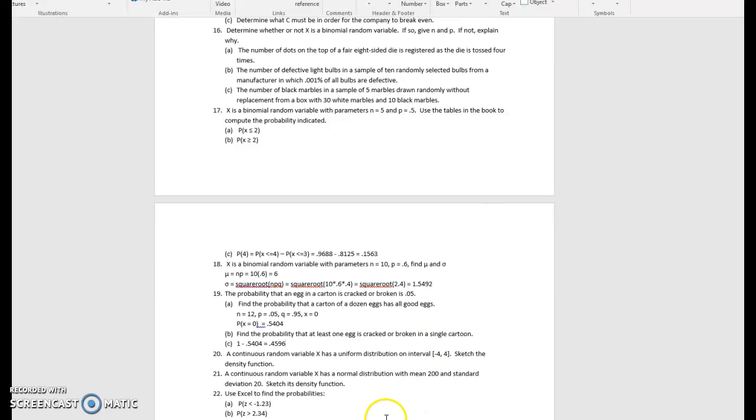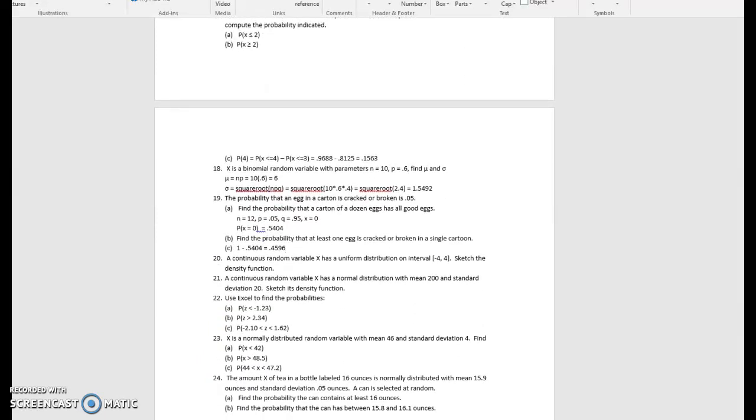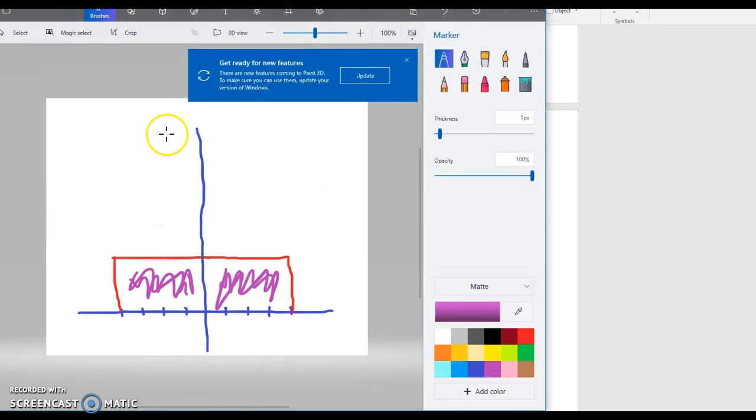All right, so let's go to number 20. And I may have to use my paint program on this one. All right, so a continuous random variable x has a uniform distribution on interval -4 to 4. We want to sketch the density function. And to help us here, I'm going to stop this for a second and draw this so you don't have to watch me painstakingly try to draw. So in my paint program, I've drawn what this thing will look like.